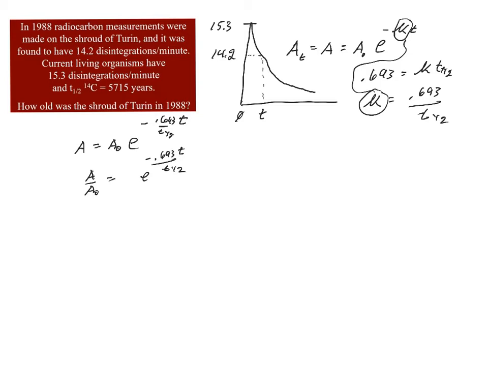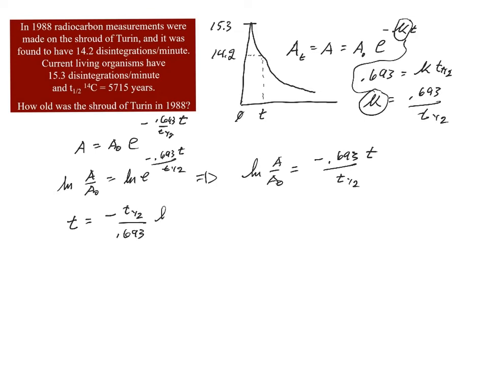And now I'm going to take the log of both sides. Okay, and this gives me the natural log of A over A naught is equal to minus 0.693 t over t1/2, and I know everything but t. Now one thing, this is a minus sign, and I could solve it this way. I could simply say t is equal to minus t1/2 over 0.693, the natural log of A over A naught, okay?